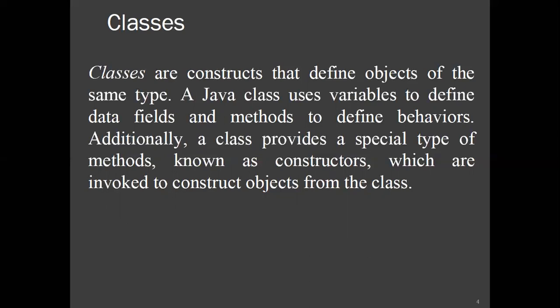So a Java class uses variables to define the data fields and methods to define the behaviors. Not only in Java, in Python or C++ or any other object-oriented programming language, we use variables as properties and methods as behaviors. Here data fields are nothing but properties. Additionally, a class provides a special type of methods known as constructors. We'll see what constructors are later; they are invoked to construct the objects from the classes.